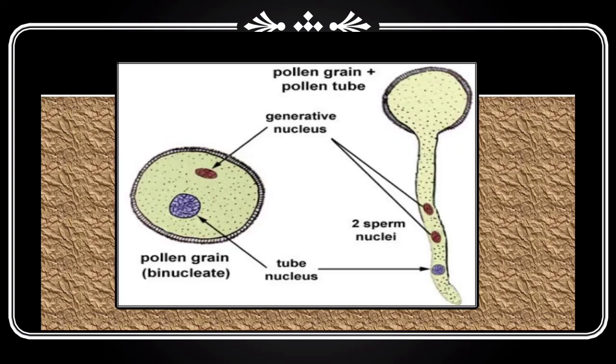So here you can see the pollen grain. It is binucleate. One nucleus is known as the tube nucleus. The other nucleus is the generative nucleus. The generative nucleus gives rise to two male gametes, while the tube nucleus gives rise to the pollen tube.